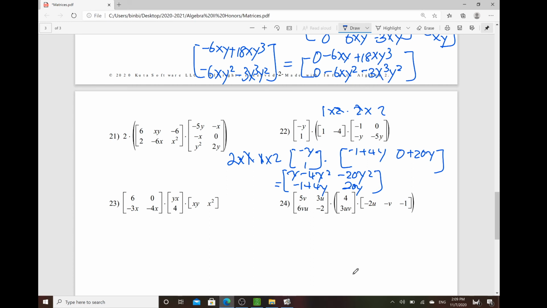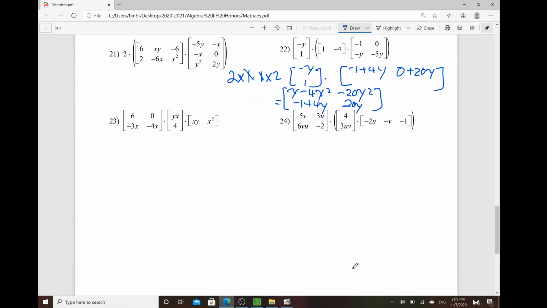And then the last one. Okay, so this one is multiplicable. So this here, it's considered what? 2 by 1. And this one here is considered 1 by 3. So for the resulting matrix, it's going to be 2 by 3 for this product. Okay, so for the first one, 2 by 2. Bring it down. So 5v, 3u, 6vu, minus 2. Bring it down. So 2 by 3. So that means it's going to be 2 rows and 3 columns.